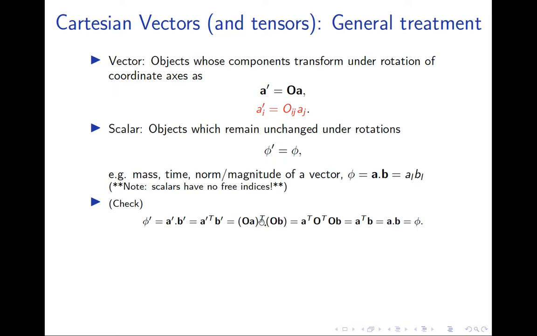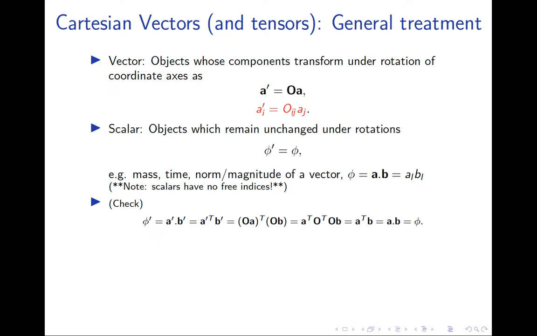Now we perform this transpose. Whenever we take the transpose of a product of matrices, we know that the order gets reversed. So OA whole transpose is equal to A transpose O transpose, and then OB remains as it is. But O being an orthogonal matrix, O transpose O is identity. So you have A transpose identity B, which is just A transpose B. But A transpose B is just A dot B, which is the scalar phi. So A dot B we had defined to be phi, and we get phi prime equal to phi. And this is how we had defined the scalar. So a scalar does not change under rotation, which is an orthogonal transformation.